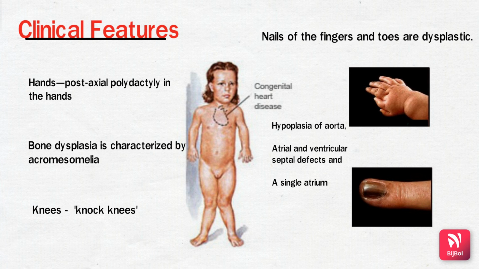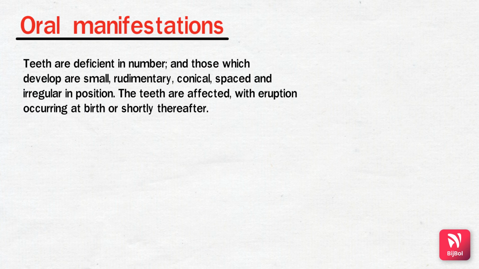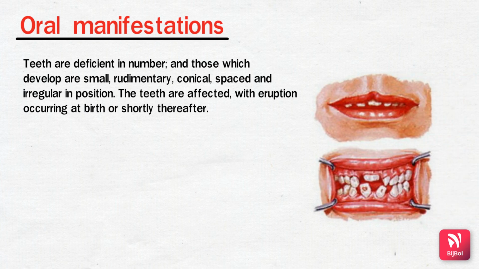Moving to the oral manifestations, the teeth will be deficient in number, and those which develop are small, rudimentary, conical, spaced, and irregular in position. The teeth are affected with eruption occurring at birth or shortly thereafter. The deciduous molars, if present, will show a crenate occlusal surface. The permanent dentition is more likely to be defective than the deciduous one, and here the eruption will be delayed.